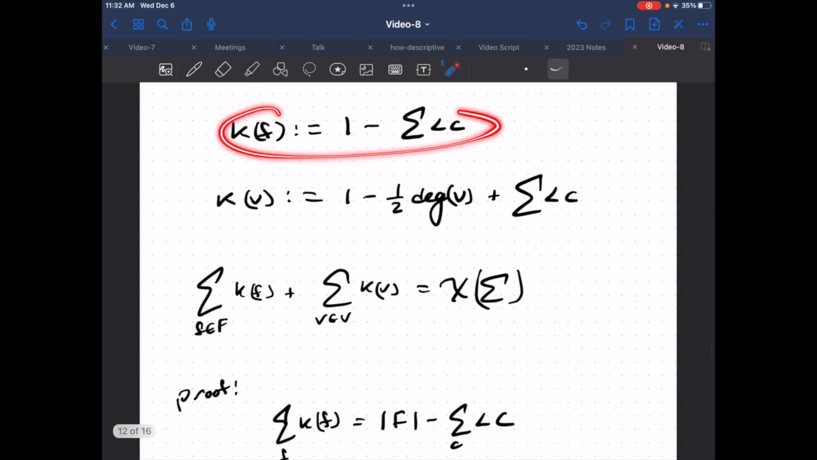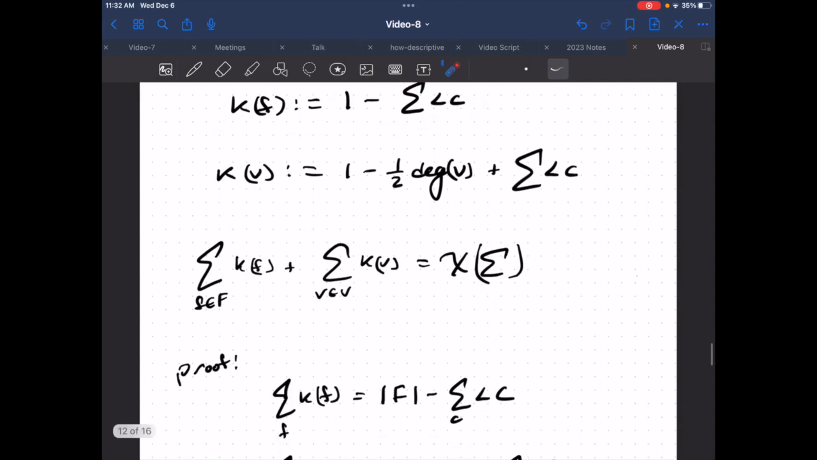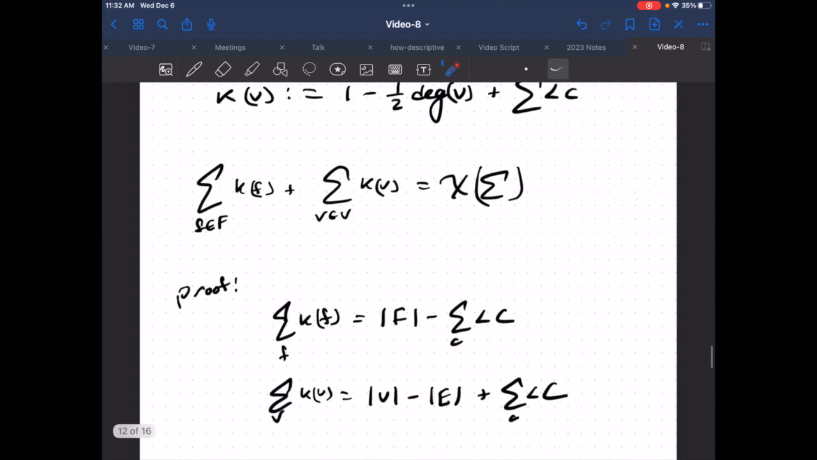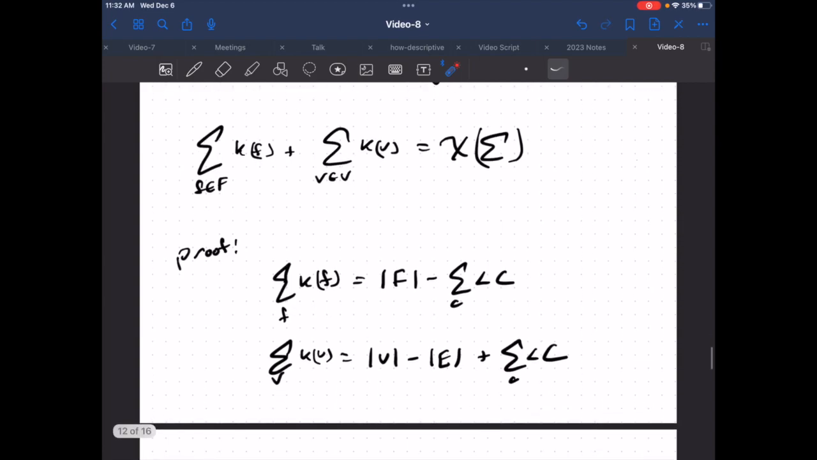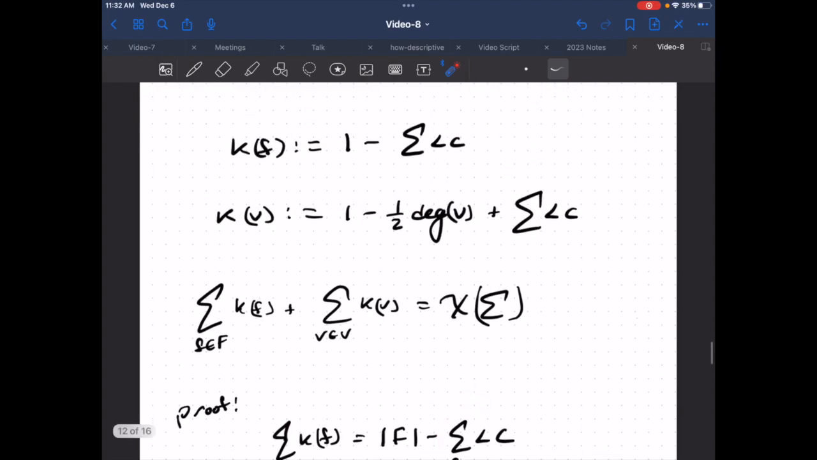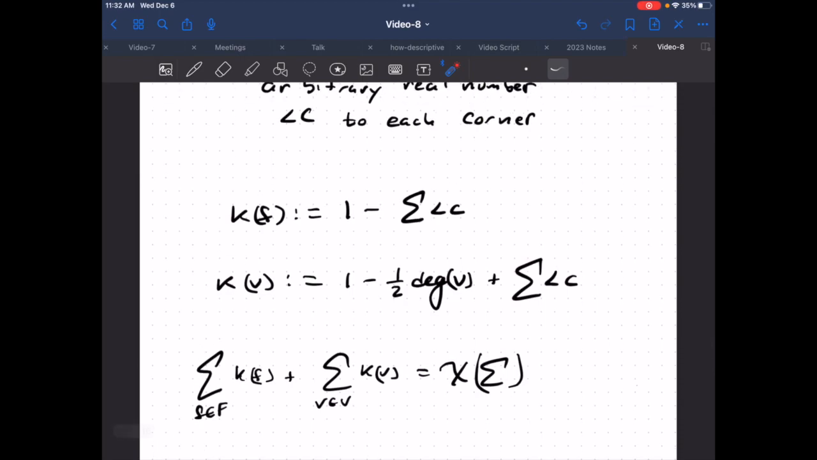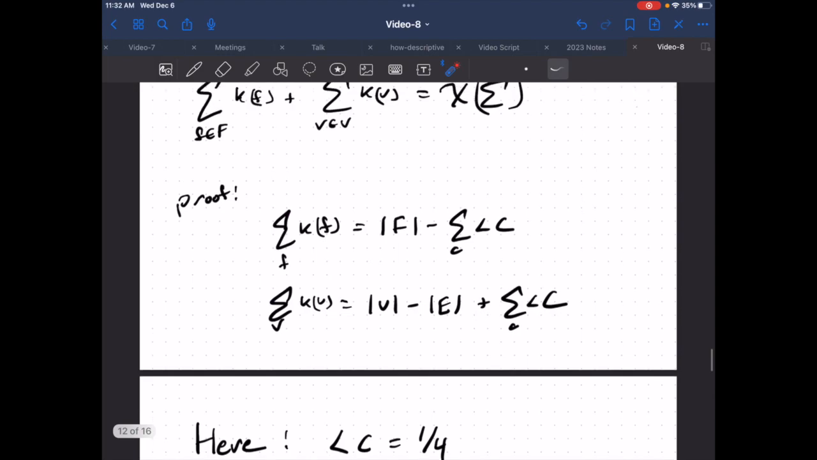So if we add up the curvature of a face over all faces, we're going to get the number of faces plus, and we're going to hit each corner exactly once, so we get all of our corners here. And if we add up the curvature at a vertex, we're going to get our number of vertices, minus the degree. Each edge has 2 vertices, so we get our edges, and again the sum of these numbers over every corner. So if we add these together, these values cancel, and we exactly get our Euler characteristic. So this feels like, aren't I just rewriting the Euler characteristic in sort of a funny way? And yes, we are.